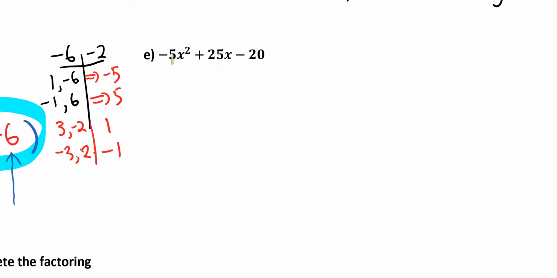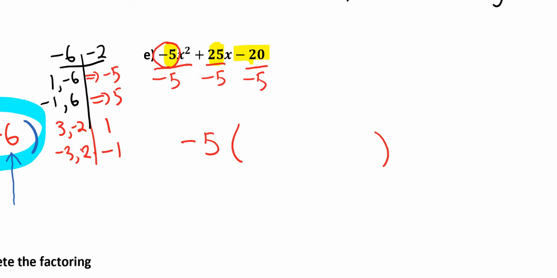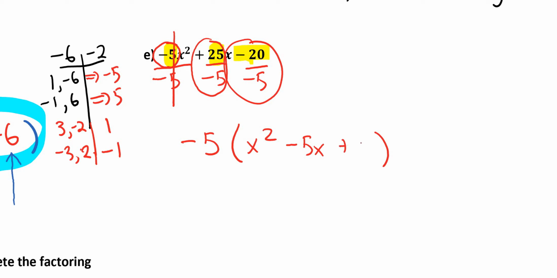And for letter E, there's a -5, a 25, and a -20. So I can pull out the leading coefficient here, which is -5. That's my GCF. And that means I can divide every single term by -5. If I do that, I get x squared at the front. 25 divided by -5 is -5x, and -20 divided by -5 is +4.